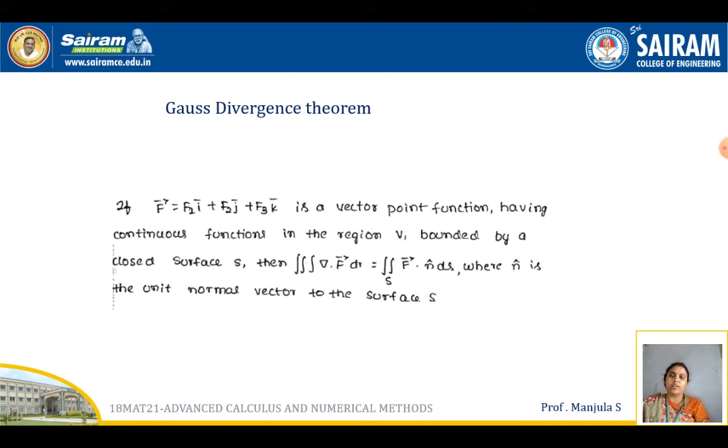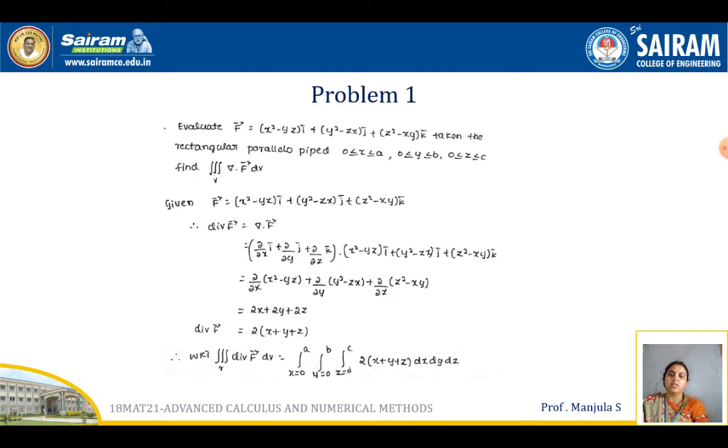So here, one vector equation they will give. This Gauss divergence theorem is related to the triple integration, which means it is related to the volume. So you have to remember that. The equation for this is triple integration of del dot vector f dV equals double integration over S of vector f dot n cap dS. This is the formula. You have to remember only the formula. Okay, now based on this we'll solve a few problems.